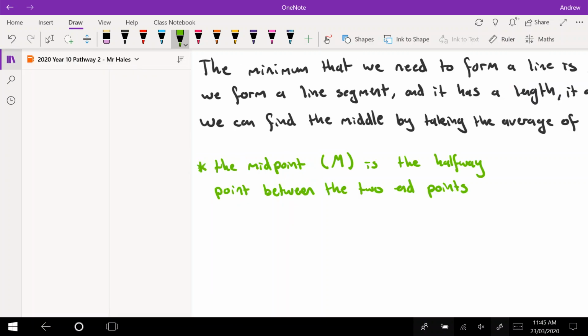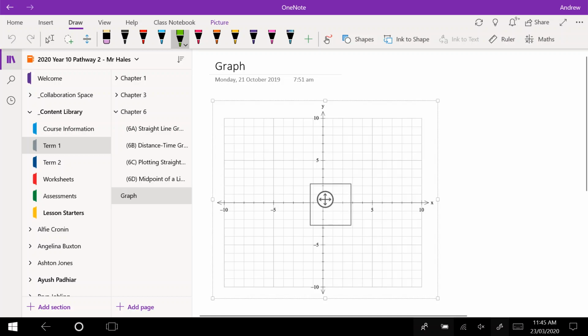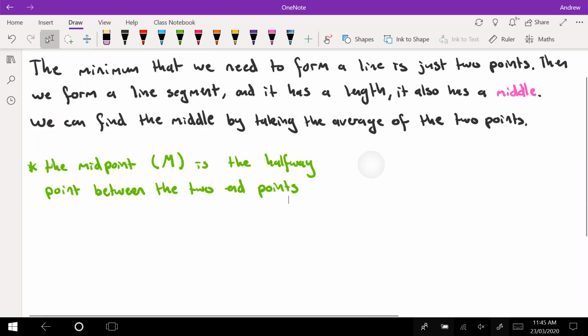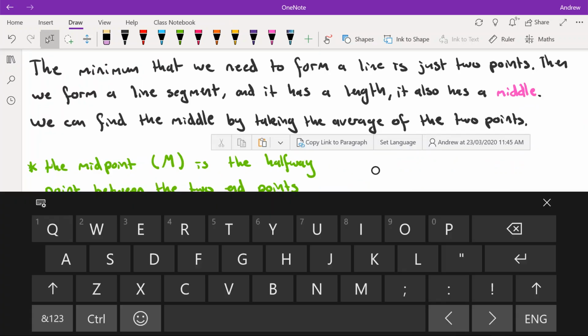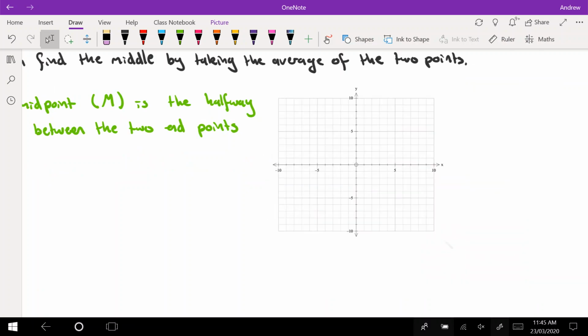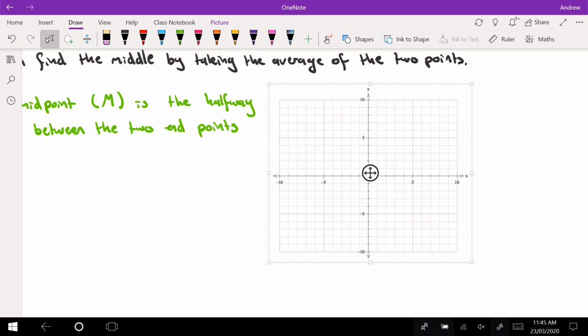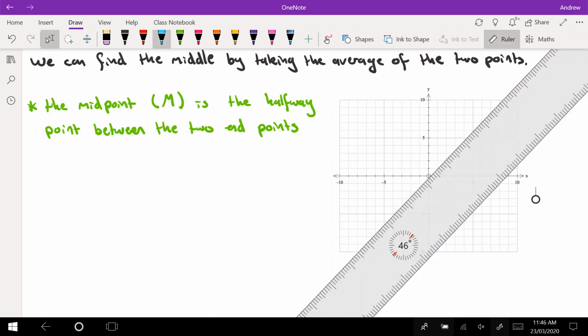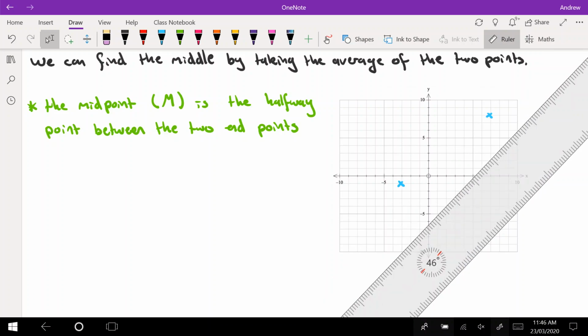And I'll just copy the graph in. Bit bigger. Okay. So let's say I've just got a point here and a point there. I can connect them with a line.